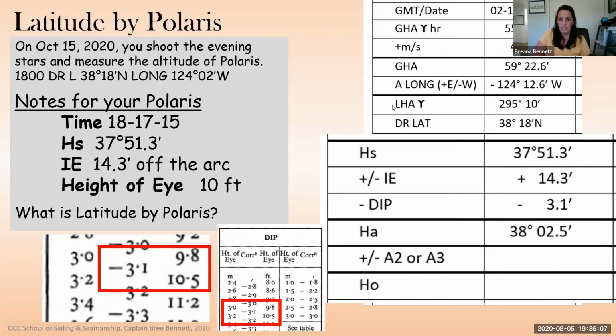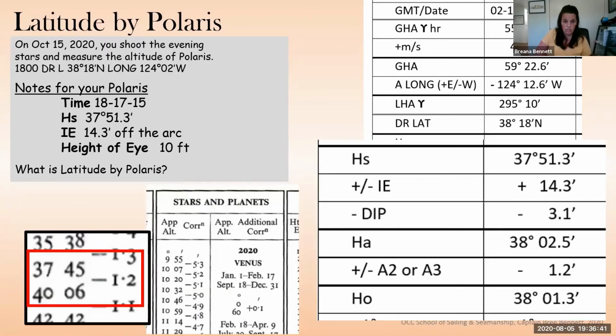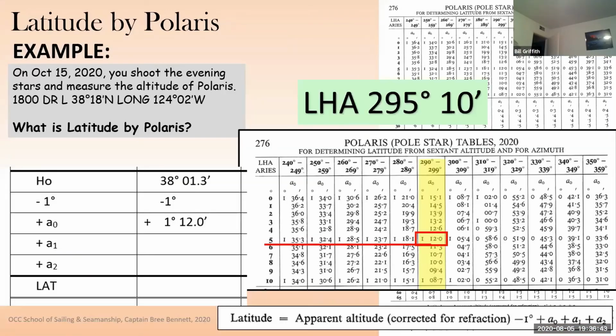Okay. So we calculated our LHA. We're all pros at that now. And then we have our DR latitude. So for HS, we need to calculate our index error. Our index error was off the arc, so we have to put it on, meaning we're going to add. And then our dip, we all know how to get dip now with our height of eye, and we always subtract dip. So we have our HA. So now we can go into our Polaris tables. So let's look at our Polaris tables.